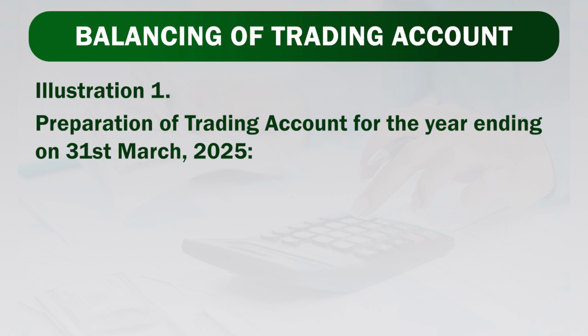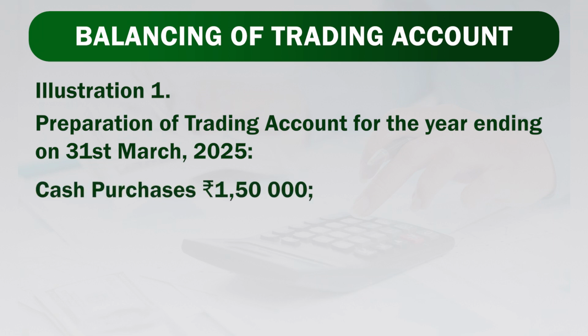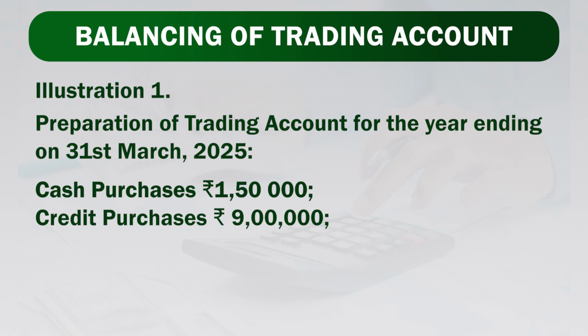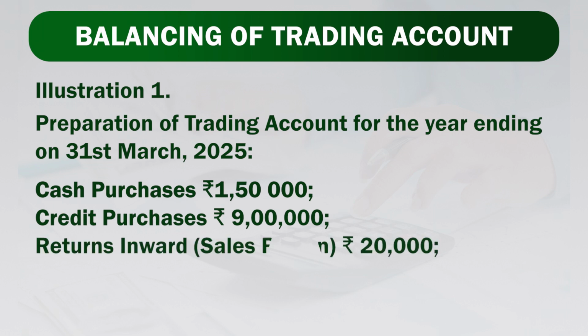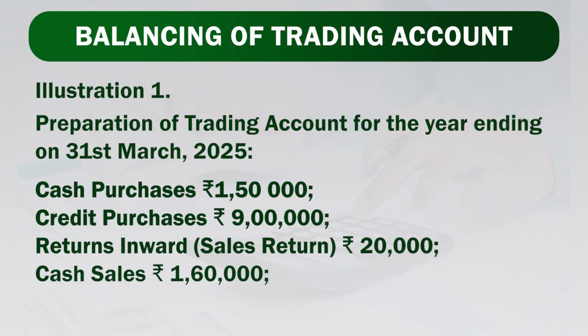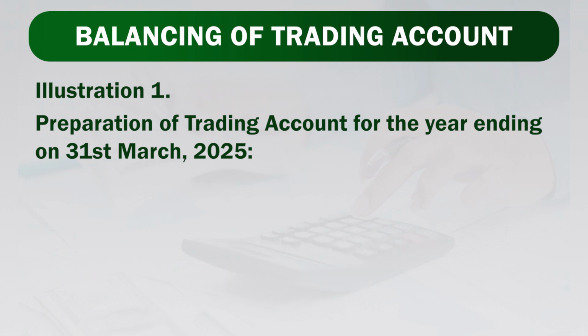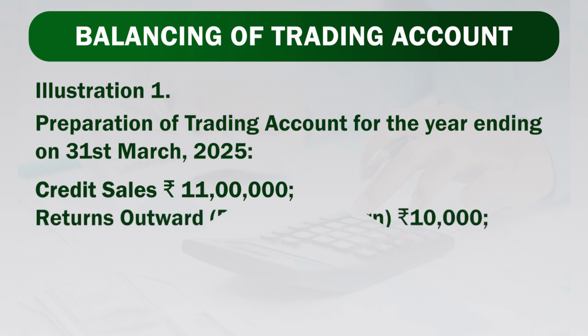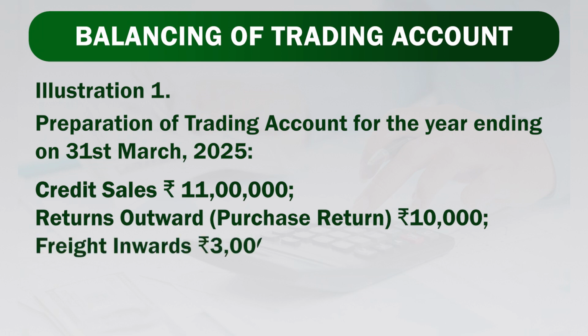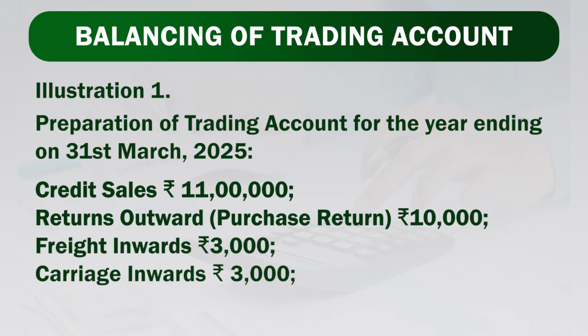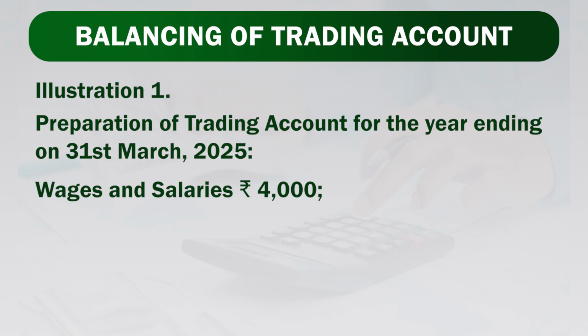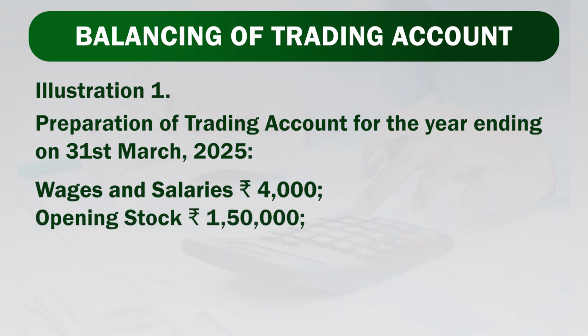We have some information. Let us see all this information. The first item is cash purchases of rupees 1,50,000, credit purchases of rupees 9 lakh, return inwards, that is known as sales return, of rupees 20,000, cash sales of rupees 1,60,000, credit sales of rupees 11 lakh, return outwards, known as purchase return, also rupees 10,000, freight inwards rupees 3,000, carriage inwards rupees 3,000, wages and salaries rupees 4,000. Opening stock we have is rupees 1,50,000.